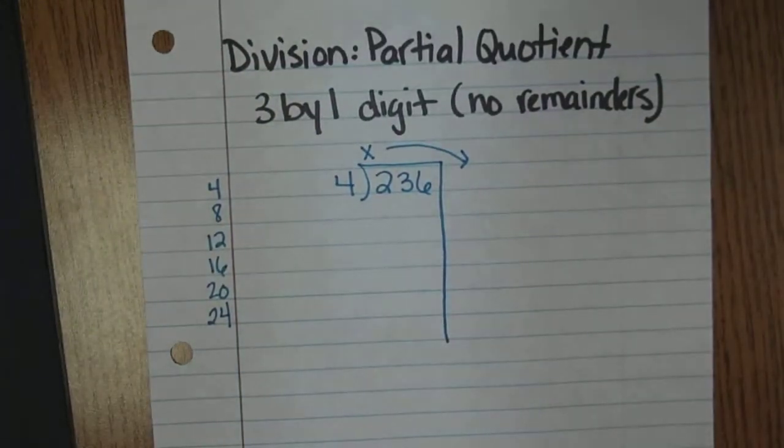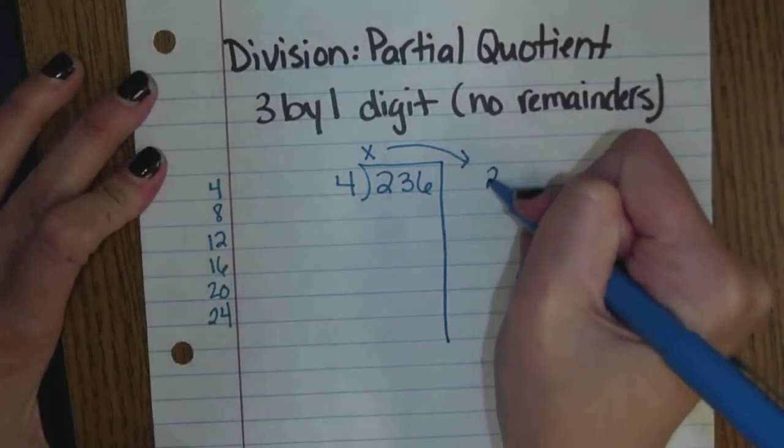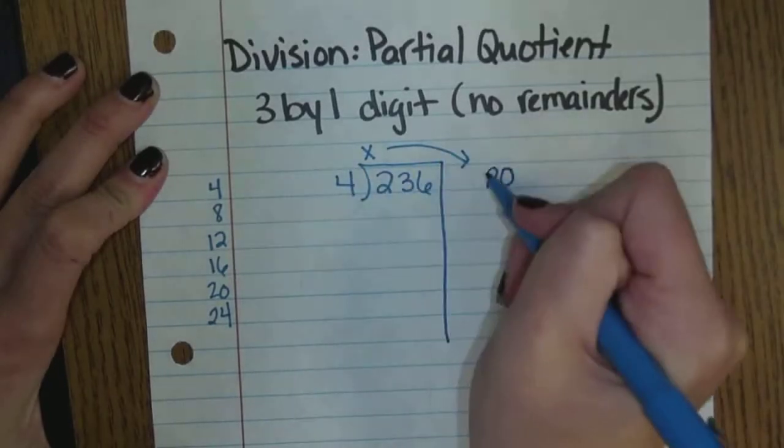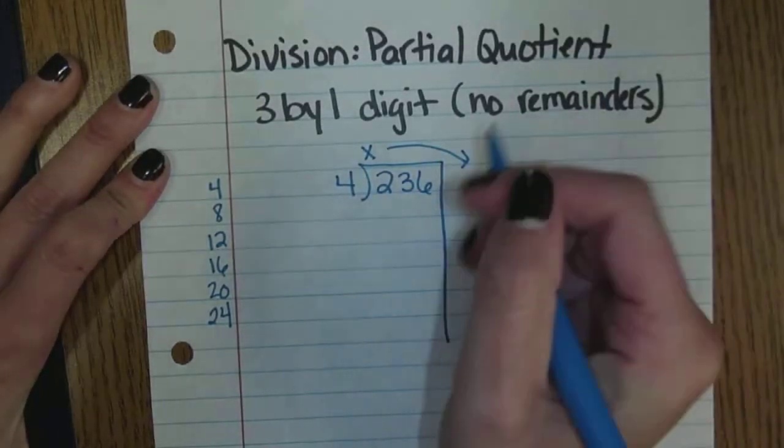Okay, so I'm thinking about facts that I know, and since I have a 3-digit number, I can go pretty big up here, and I might just want to start off with either multiplying by 5s, 10s, or 20s, something that I know is easy to multiply. So to start off, I'm going to do 4 times 20. I know that 4 times 2 is 8, and I would just have a 0, so that would be 80.